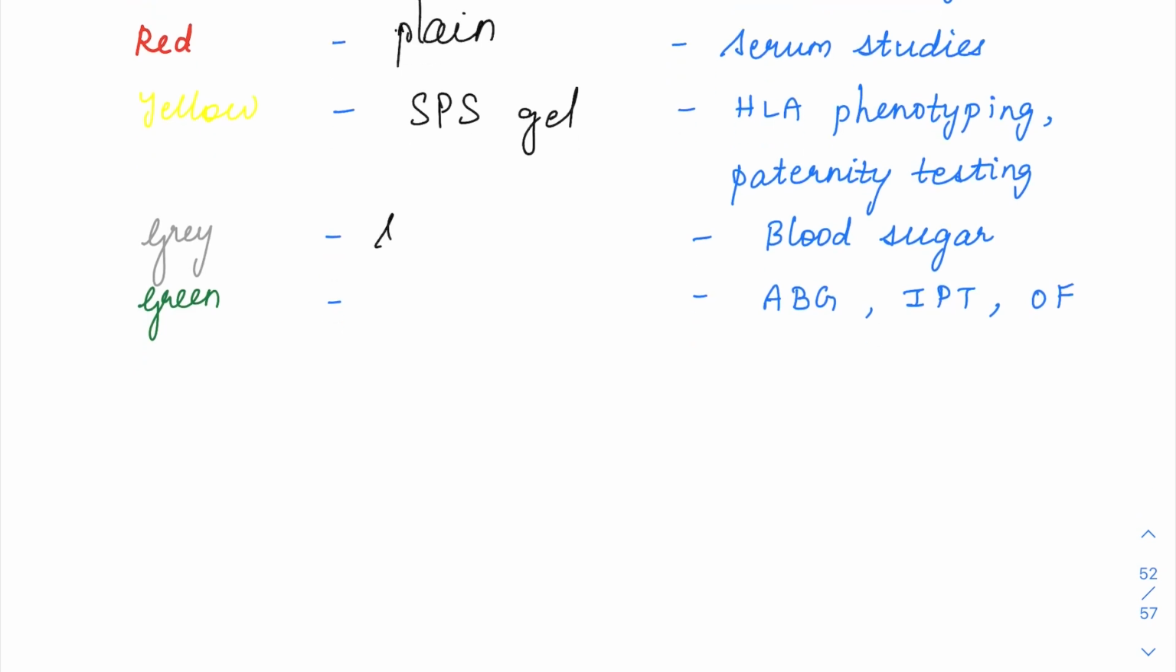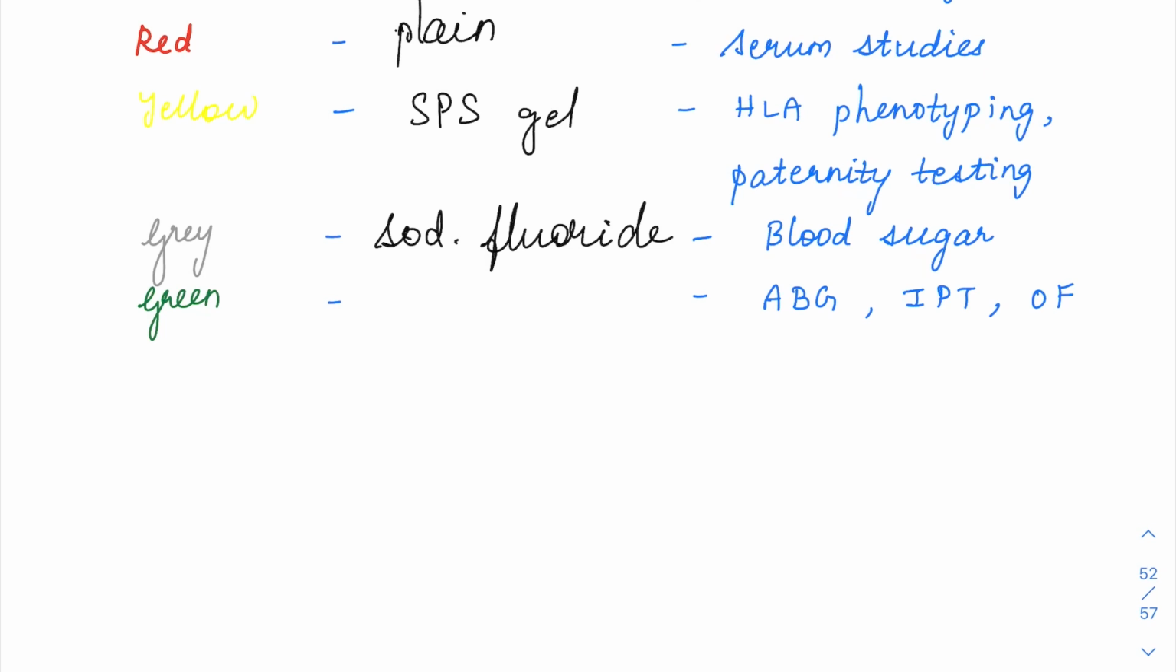Then in the gray tube, you are going to have sodium fluoride. Sodium fluoride is going to inhibit glycolysis. So you are going to use this gray tube for measuring glucose. Glucose estimation is going to be done in this gray tube, which has sodium fluoride, which is going to inhibit glycolysis.